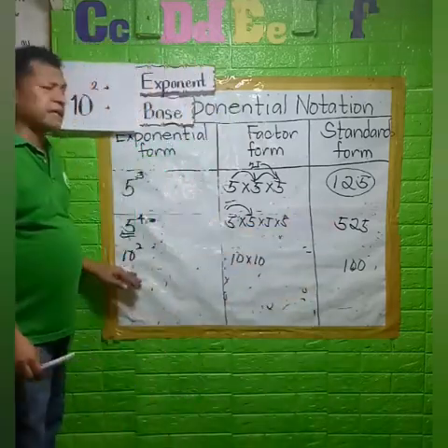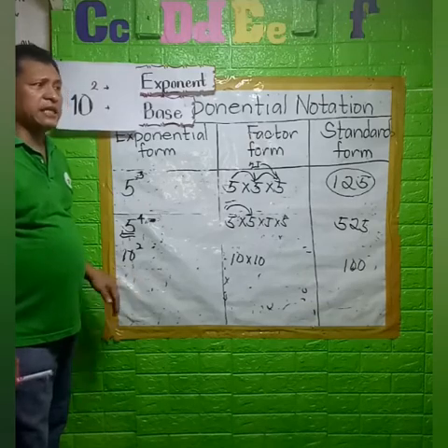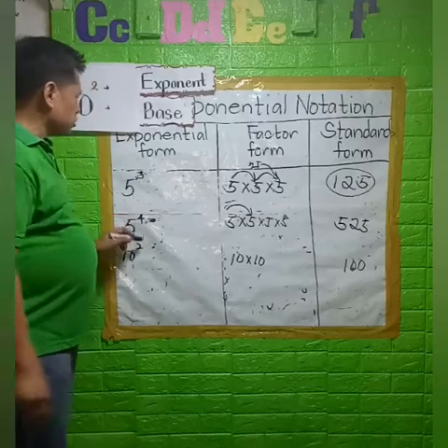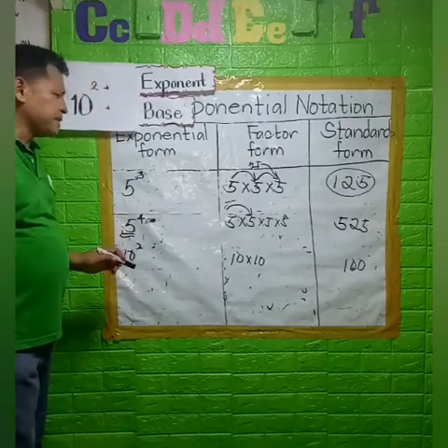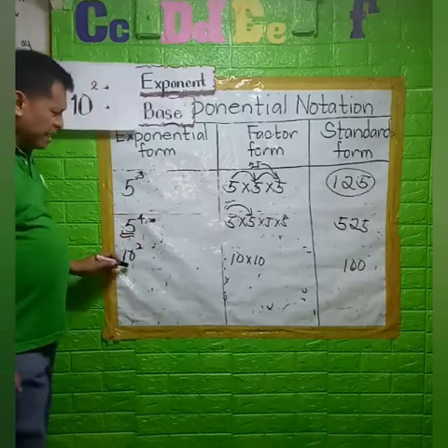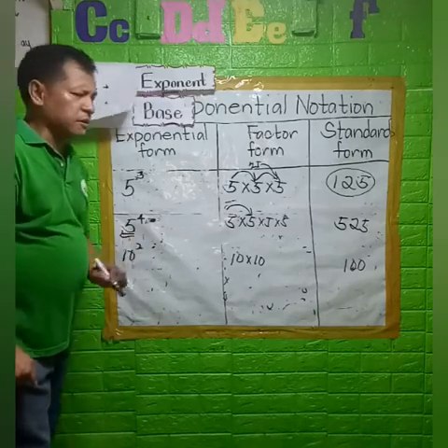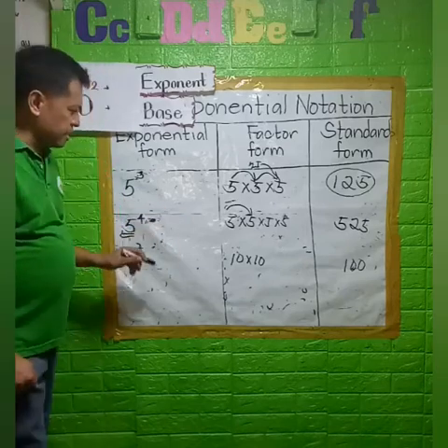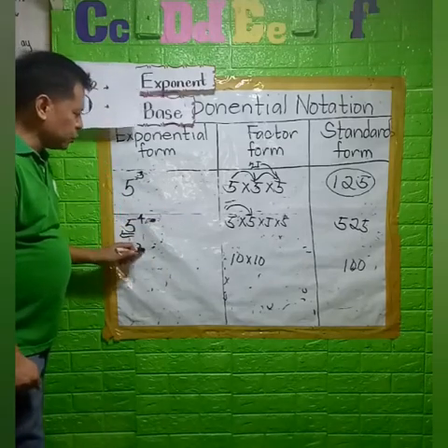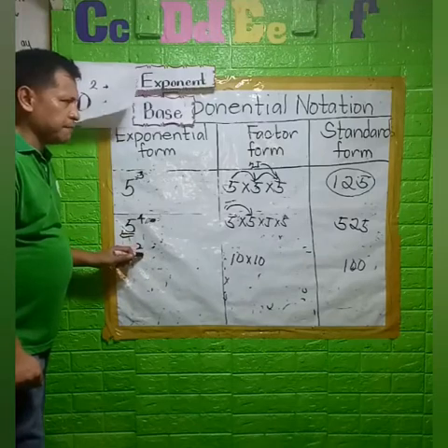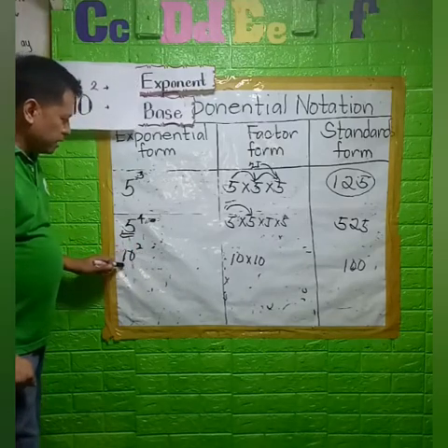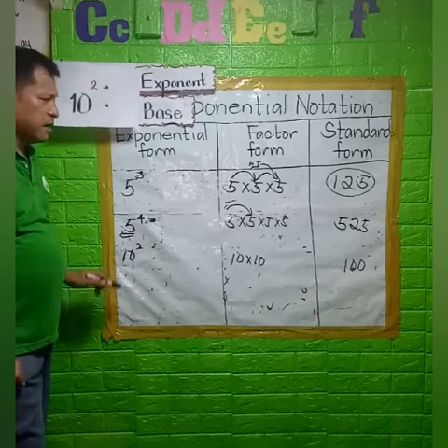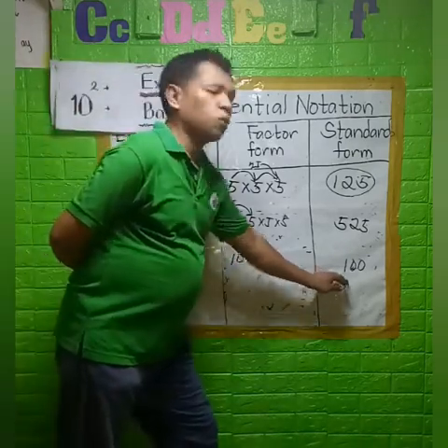So pag 10 po natin ginagamit, hindi na kailangan mag-multiply ka pa nang mag-multiply. All you have to do is look at the exponent or the power of the given, then write directly the zeros. You just use it as your number of zeros that you are going to write. Then the remaining number, which is 1. So that's it. We were able to get 100.